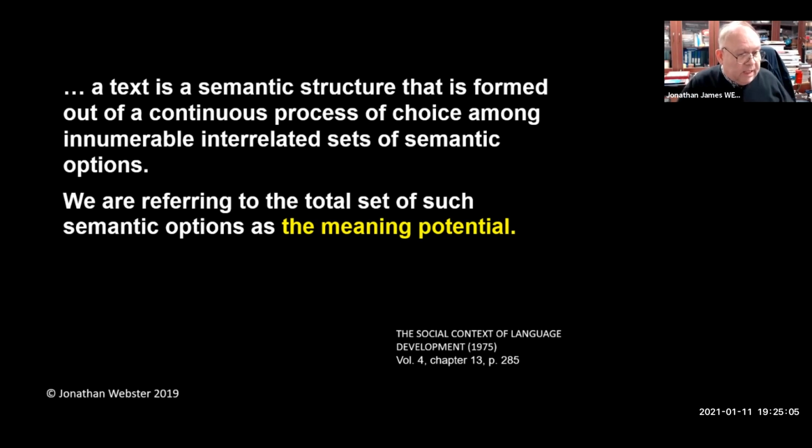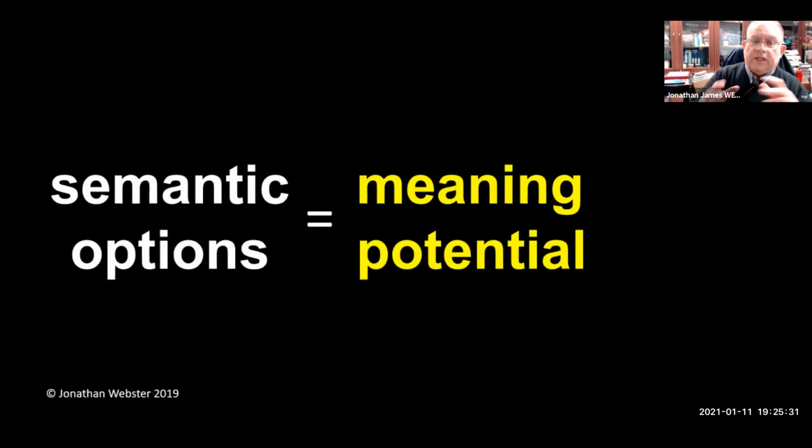Now, that total out there of all these infinite sets of options makes what we would call the meaning potential of language. The meaning potential, the total set of all these semantic options, that is the meaning potential. All right, so these semantic options are the meaning potential of language.